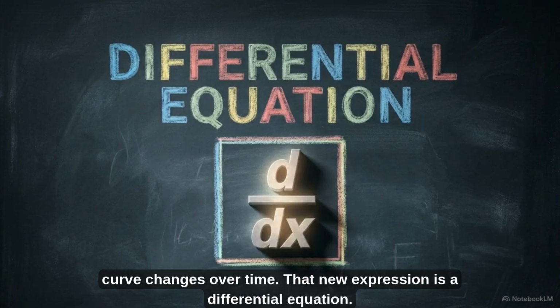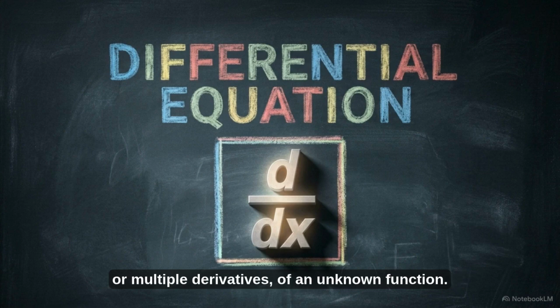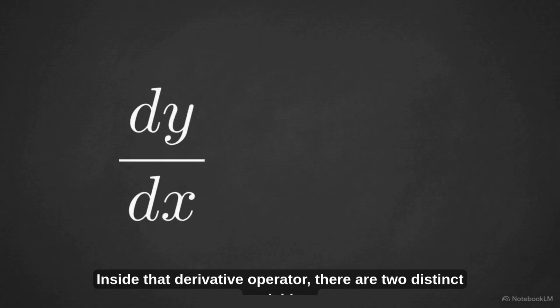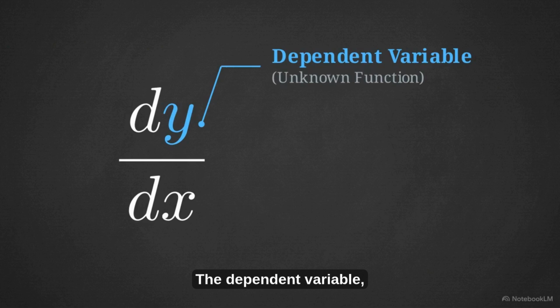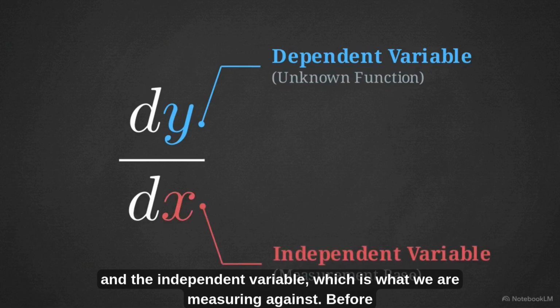That expression is a differential equation. By strict definition, it is any equation that contains a derivative or multiple derivatives of an unknown function. Inside that derivative operator, there are two distinct variables: the dependent variable, which is the unknown function we want to solve for, and the independent variable, which is what we are measuring against.